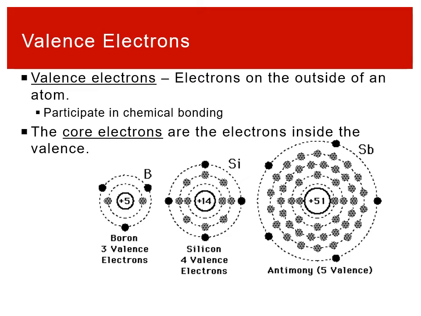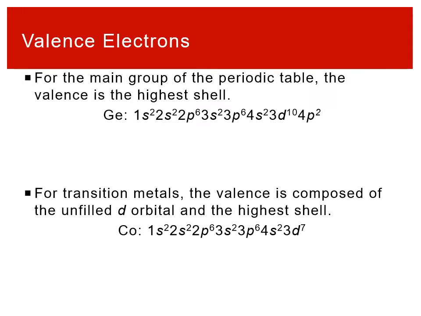It's one of the important things that we're going to start to see, that the number of valence electrons isn't going to get very high, and that's really important in terms of consistencies among how atoms interact with each other. So when we want to look at electron configuration and figure out what the valence is, when we're looking at the main group of the periodic table, the valence is just going to be the highest shell.